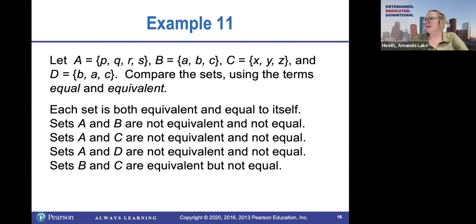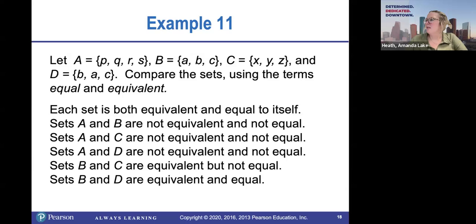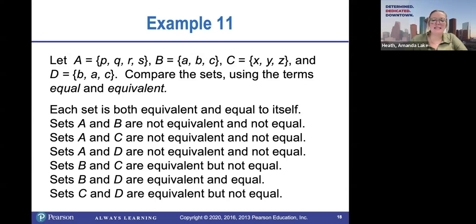But finally, if we think about B and D, they are actually equal because they both contain A, they both contain B, they both contain C, and neither contains anything else. So B and D are equivalent and equal. And since C was equivalent but not equal to B, it's also equivalent but not equal to D, because D and B are the same. They're equal.